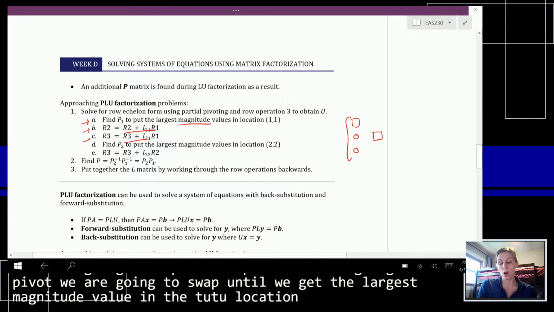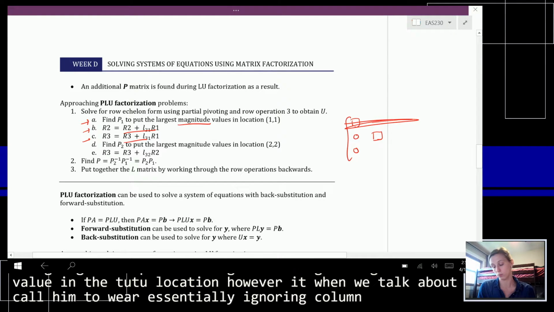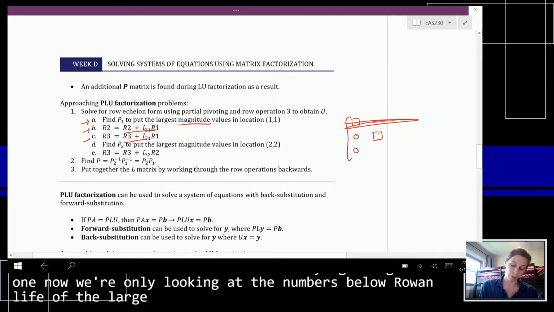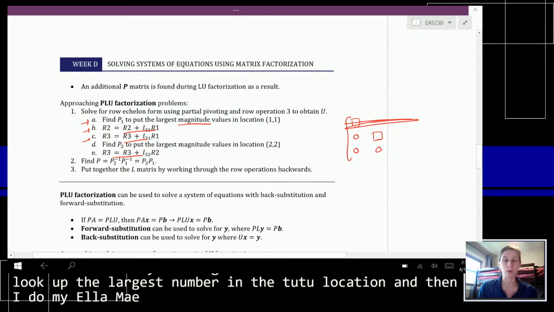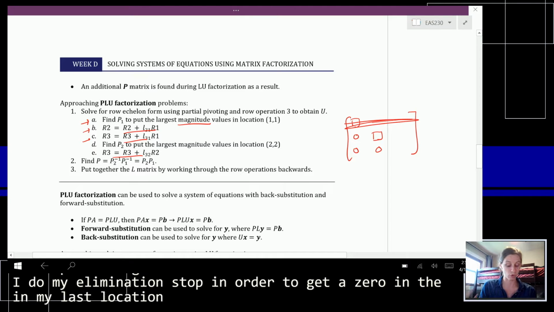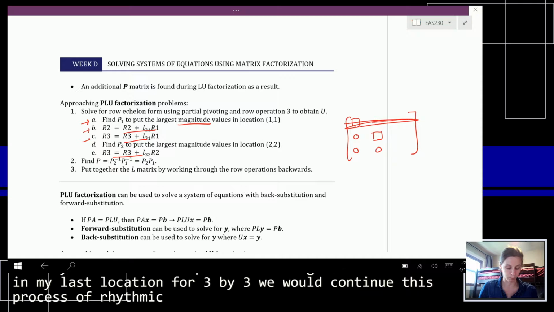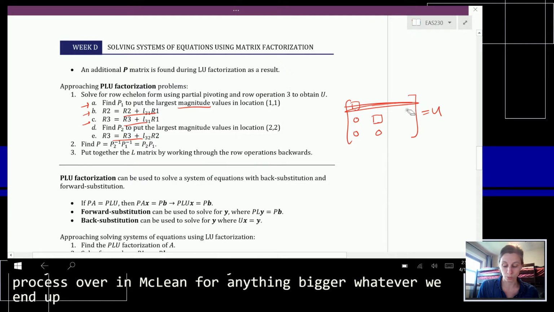location. However, when we talk about column 2, we're essentially ignoring column 1 now. We're only looking at the numbers below row 1. So I put the largest number in the 2,2 location, and then I do my elimination step in order to get a 0 in my last location for a 3x3. We would continue this process algorithmically for anything bigger. Whatever we end up with is going to be U.